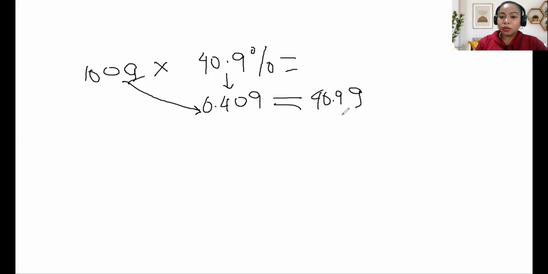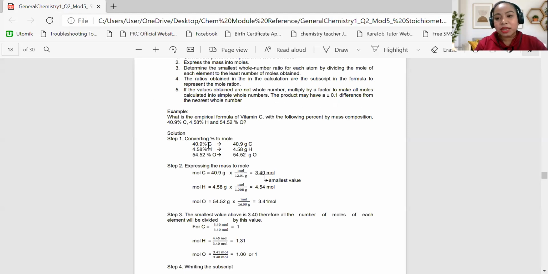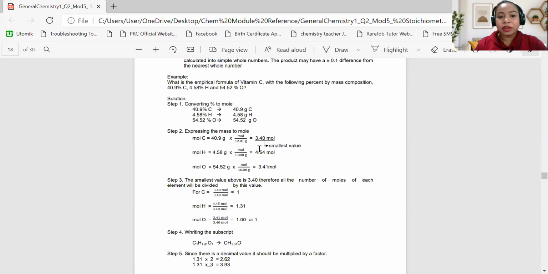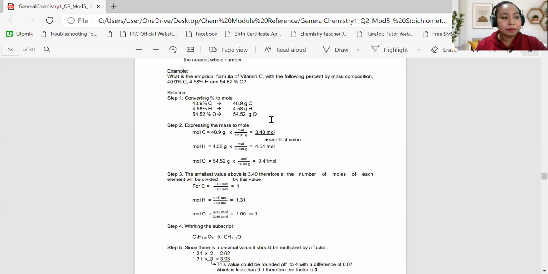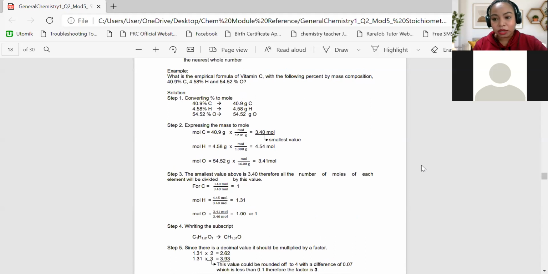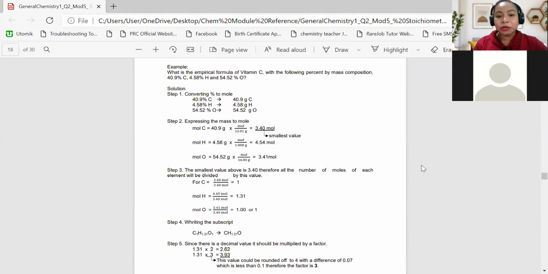So, to make it easier, we do not need to keep solving. We can directly rewrite it and replace the percent sign with grams. So 40.9% of carbon becomes 40.9 grams of carbon. Then 4.58% of hydrogen becomes 4.58 grams of hydrogen. 54.52% of oxygen becomes 54.52 grams of oxygen. Any question in this step? No, ma'am. Very good. So let's proceed to the next step.